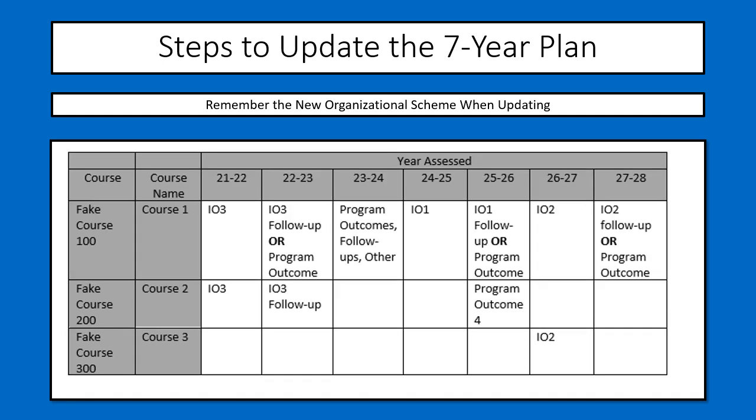So starting this year, we're going to do IO3, and then next year we'll do IO3 follow-up or program outcome, and then in 23-24 we're going to do program outcomes, follow-ups, others, so anything that got missed, and then in 24-25, we're going to start back on the assessment cycle as I've been talking about it this whole video. So IO1, and then 25-26 will be IO1 follow-up or program outcome, and then IO2, and then so on.